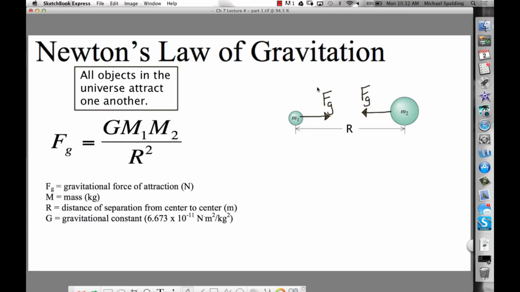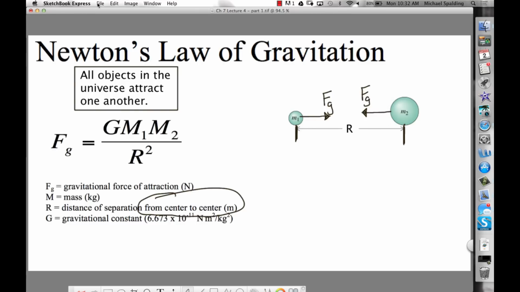That's a very common question, because kids look at this and start thinking the forces must be different because one is big and the other one's small. Another thing I want to point out here: in this equation, R is from center to center. This is going to be important in a minute. From the center of M1 to the center of M2.